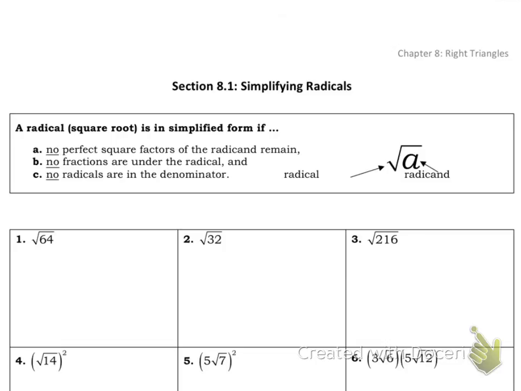We also can't have a radical in the denominator. So if you have a fraction and you have a square root on the bottom, in our denominator, that needs to be simplified. And simplifying radicals is just like simplifying fractions. It needs to be done in order for your answer to be 100% correct.